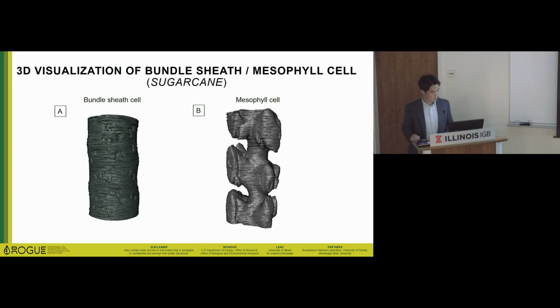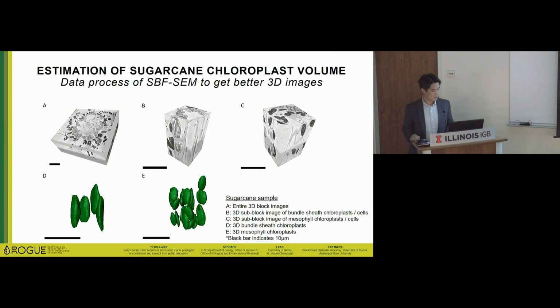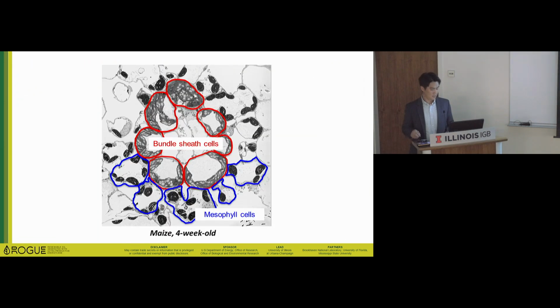I thought you had a high resolution serial block face image somewhere. Can you find the other cell? If you go through a stack like this, can you find the other parts? So, not all.